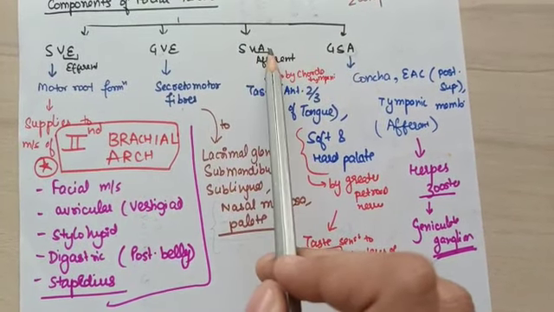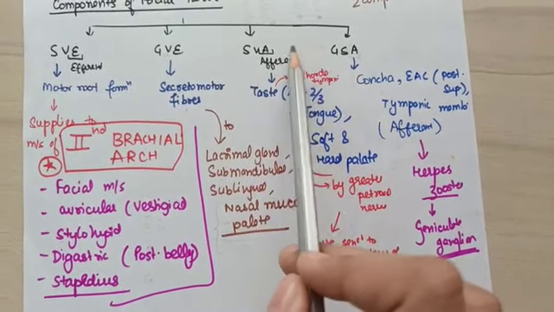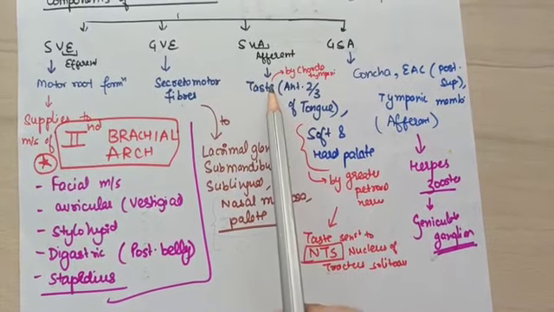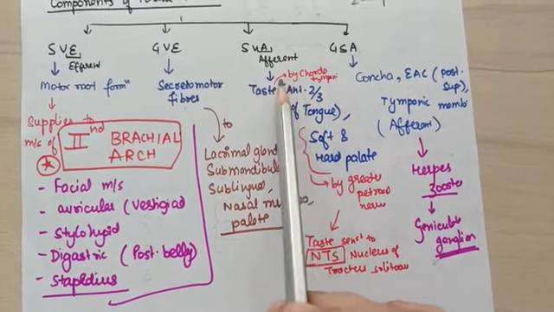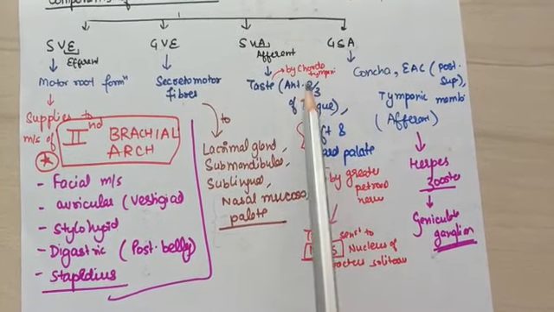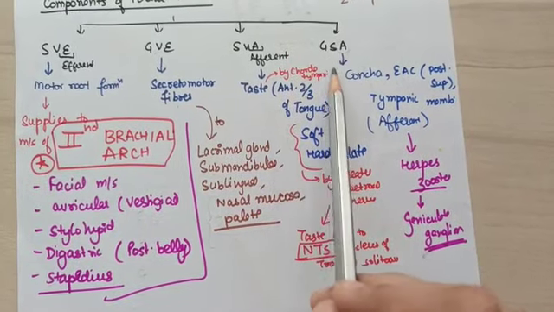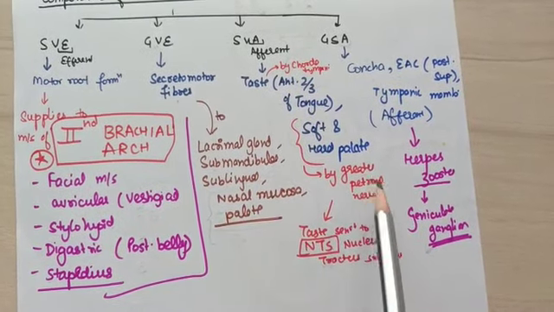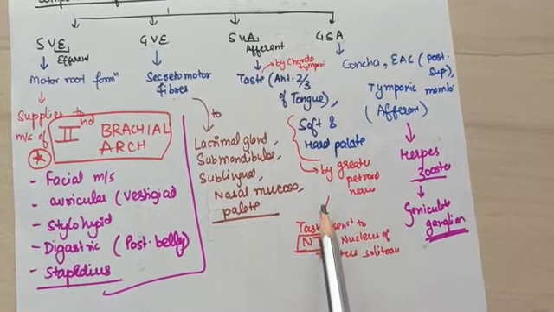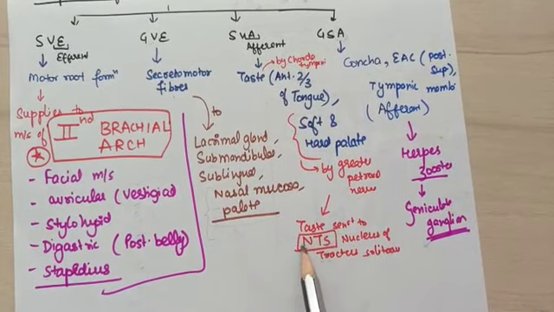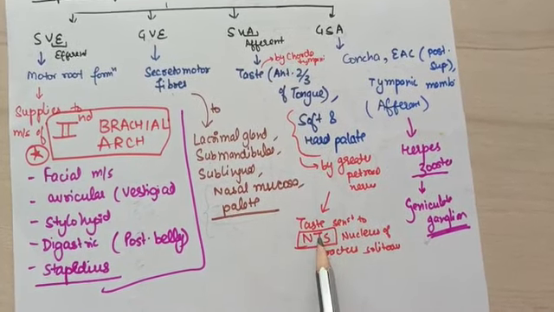Special visceral afferent. Afferent, these both are the sensory components. Now this gives the sensory innervation to the anterior two-thirds of the tongue, and the soft and hard palate. This is mediated by the chorda tympani nerve, and this is mediated by the greater petrosal nerve. These taste sensations are given to the nucleus tractus solitarius in the brainstem.